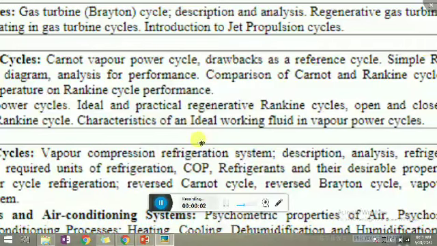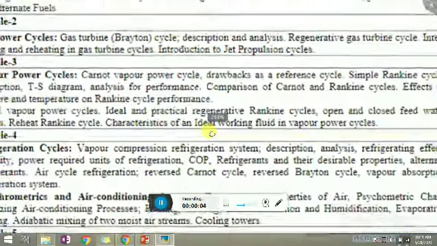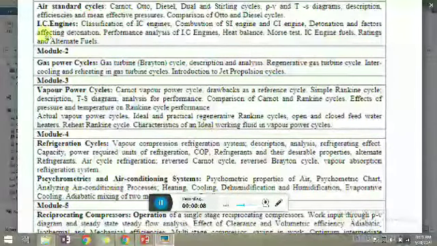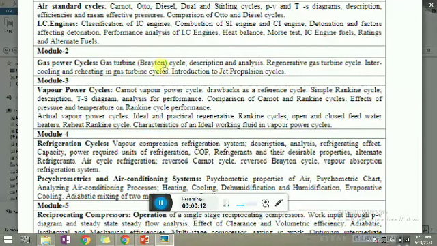Good morning, everyone. Today we will start with the new module, that is module number 2, gas power cycles. The syllabus for this is gas turbine, Brayton cycle, description and analysis, regenerative gas turbine cycle, intercooling, reheating in gas turbine cycles, introduction to jet propulsions.